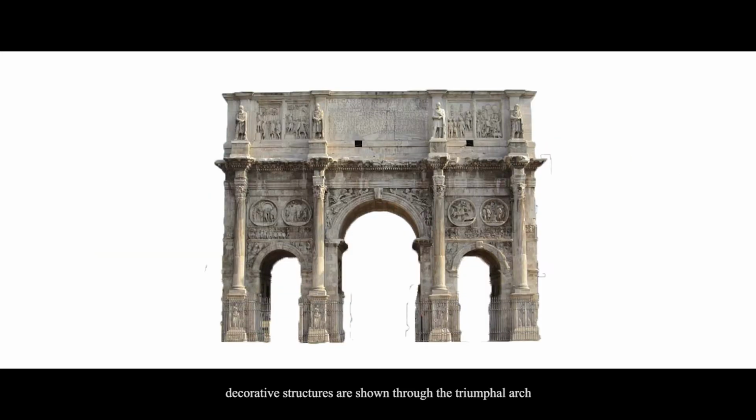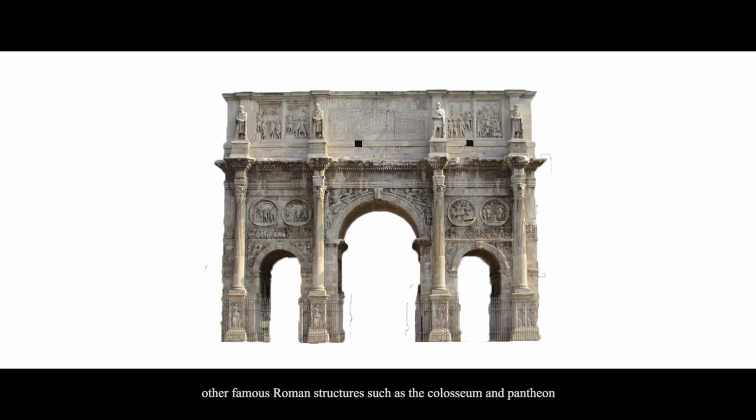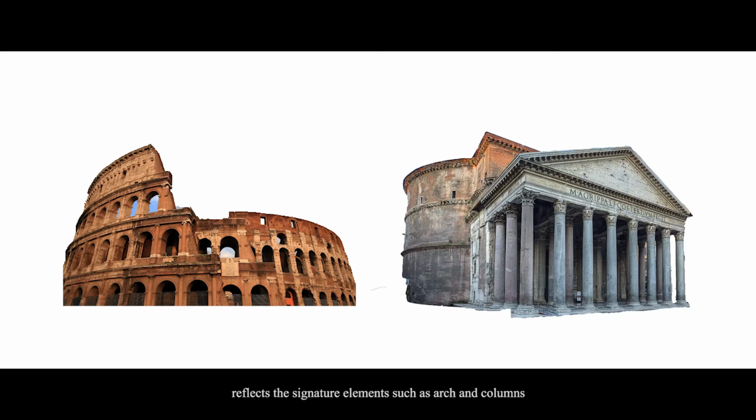Decorative structures are shown through the triumphal arch with a rounded top arch and a skirt entablature. Other famous Roman structures, such as the Colosseum and Pantheon, reflect the signature elements such as arches and columns.